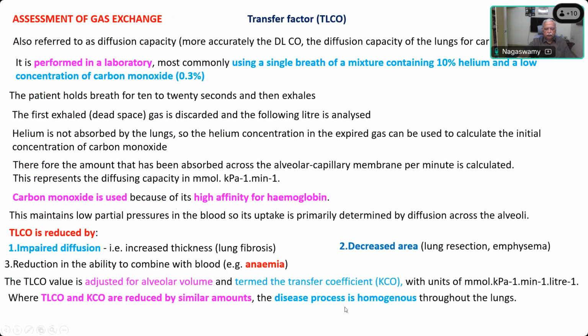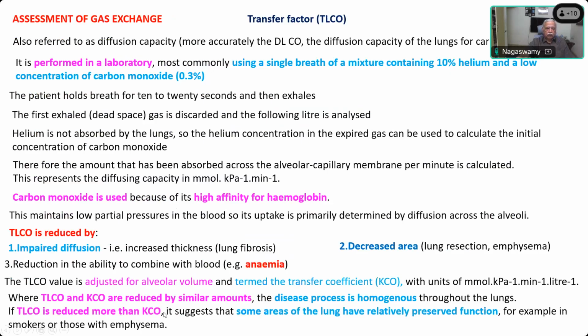As for disease prognosis, if both are reduced in the same amount, then you can make a diagnosis that the disease process is uniformly or homogeneously present throughout the lung tissue. On the contrary, if TLCO is reduced more than the KCO, that is the transfer factor, then some areas of the lung have relatively normal preserved function, for example in smokers and those with emphysema. So these are the two major classifications or purposes for which we do the PFT.